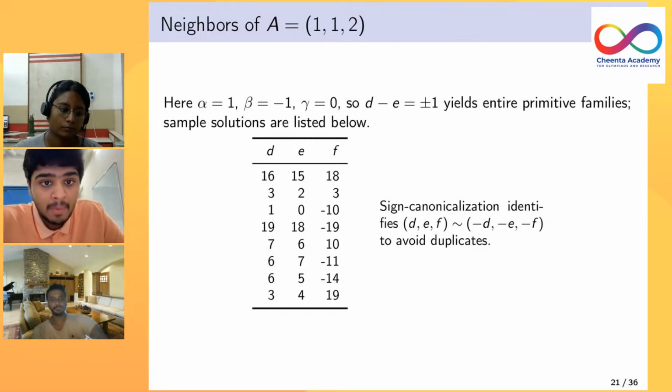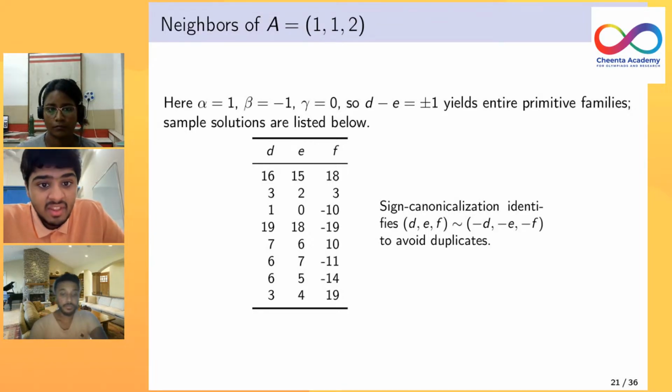I've used computational methods in Python to enumerate neighbors of the vertex (1, 1, 2). In this case, we have alpha equals 1. Through using the Diophantine equation formula, we're able to obtain a reduction to D minus C is plus or minus 1. This yields primitive families, where eight sample equations and points are represented below. I identify (D, E, F) with (-D, -E, -F) to avoid duplicates.